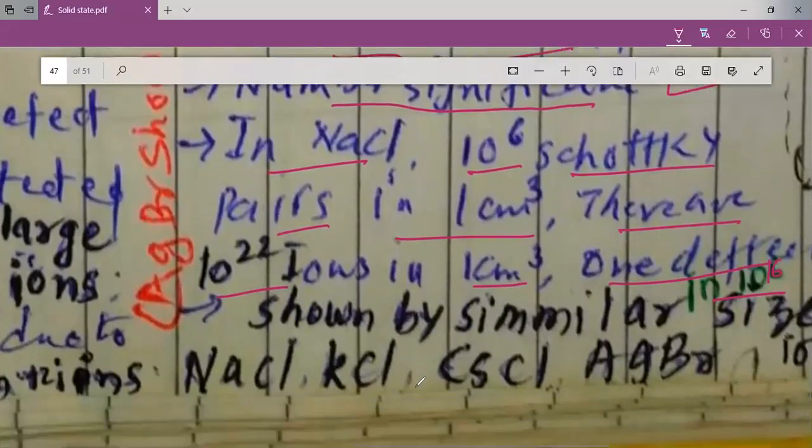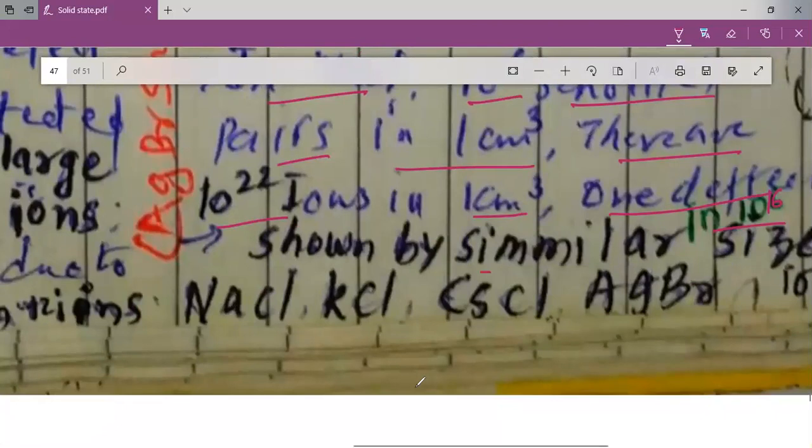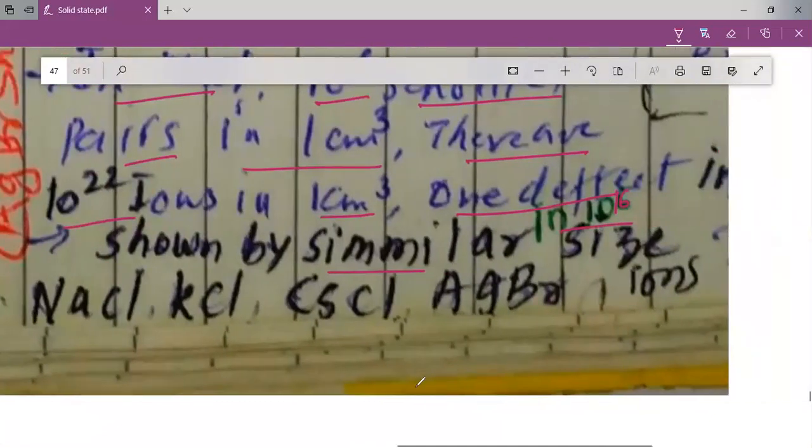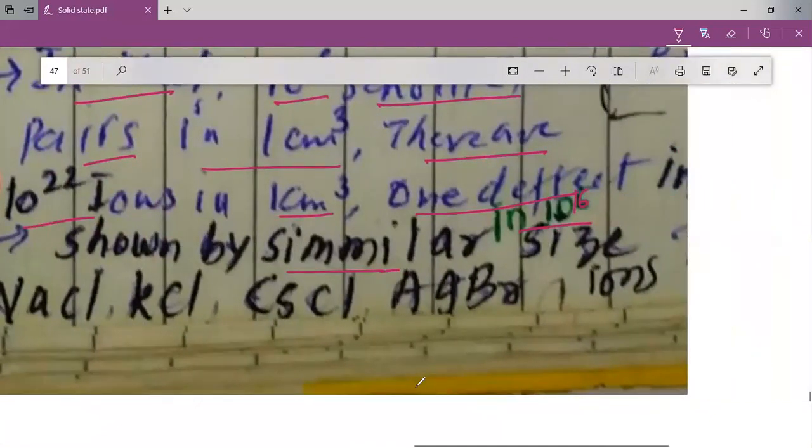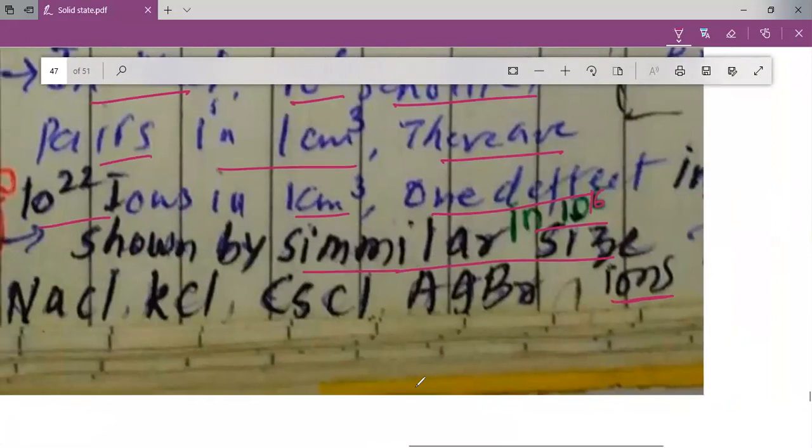These kind of defects are seen by the compounds which have the size of cation and anion very similar. So when there is a similar size of ions, we can see this Schottky defect. And the examples in which we can see these Schottky defects are NaCl, KCl, CsCl, and AgBr.